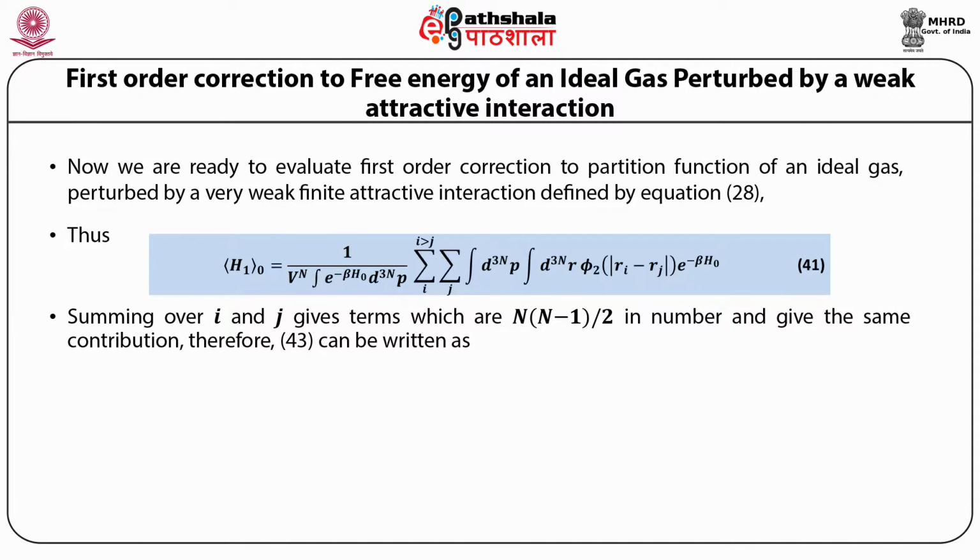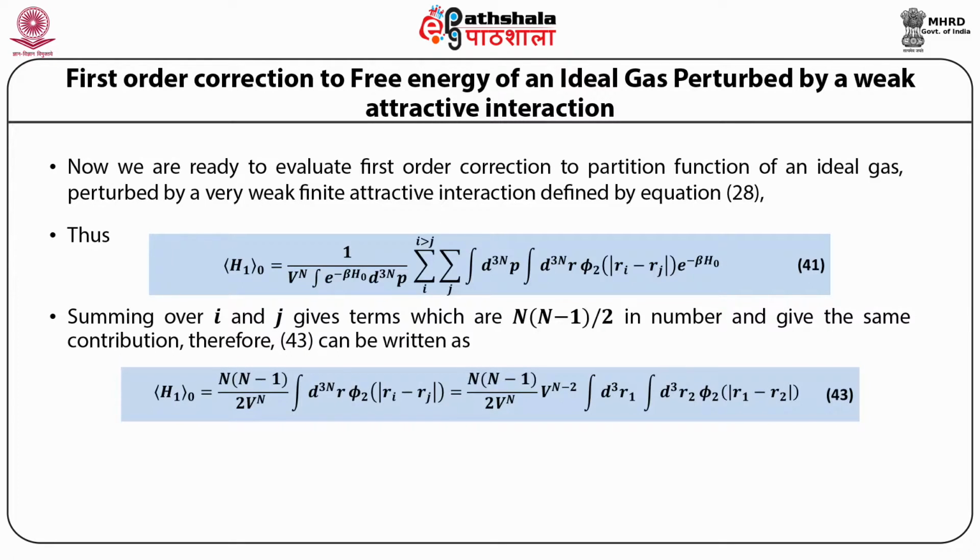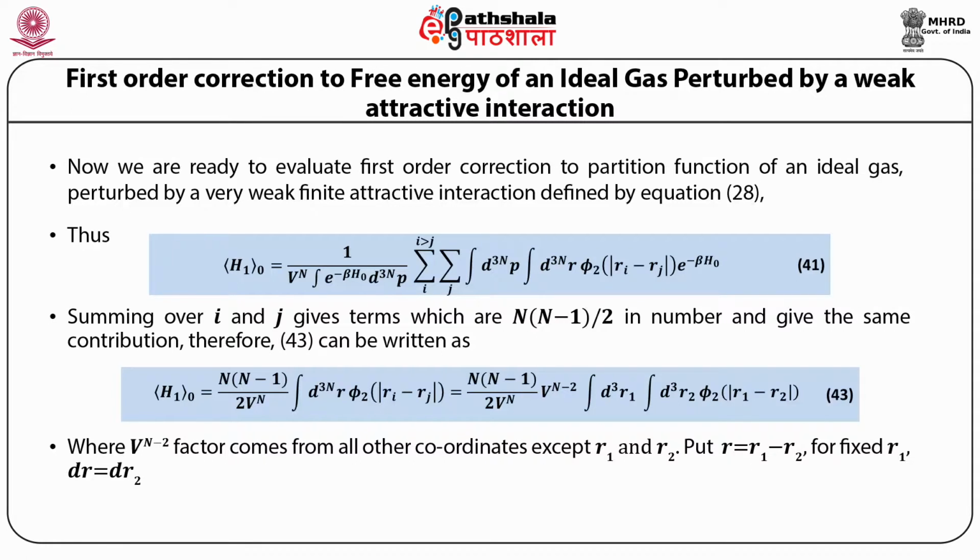Therefore, equation 41 can be written as the expectation value of H1 when evaluated at lambda equal to 0 is equal to N times N minus 1 upon 2 multiplied by V raised to power 1, integral over d3N r phi 2 as a function of modulus of ri minus rj, which is equal to N times N minus 1 divided by 2 V raised to power N multiplied by V raised to power N minus 2, integral of d cube r1 integral of d cube r2 phi 2 as a function of r1 minus r2, where the V raised to power N minus 2 factor comes from all other coordinates except r1 and r2.